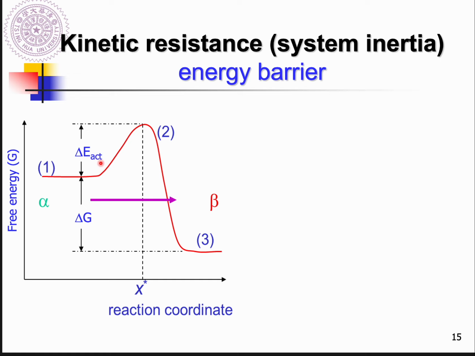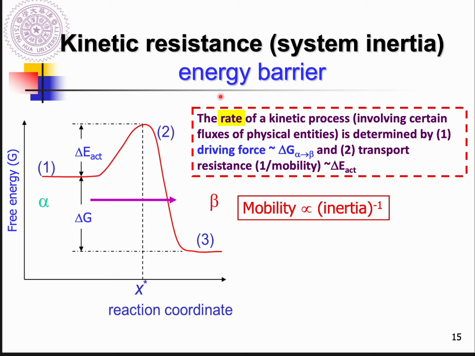So that will depend on the energy barrier or activation energy shown in here. That means the energy difference or gap between stage 1 and stage 2. So here I put some description here. The rate of this kinetics process, which will involve a certain flux of physical entity, is determined by what?